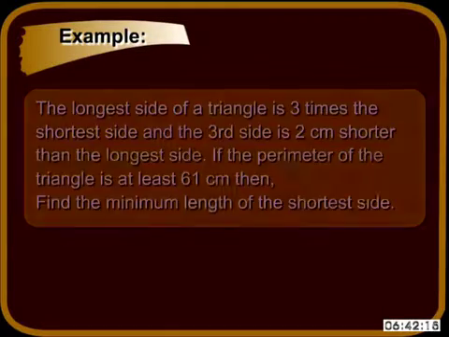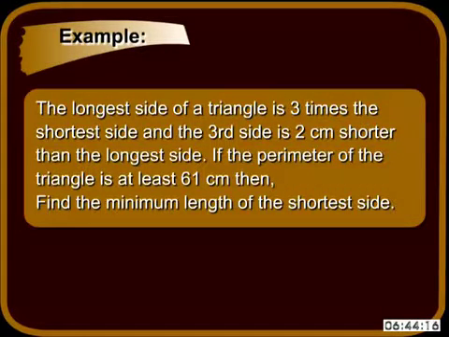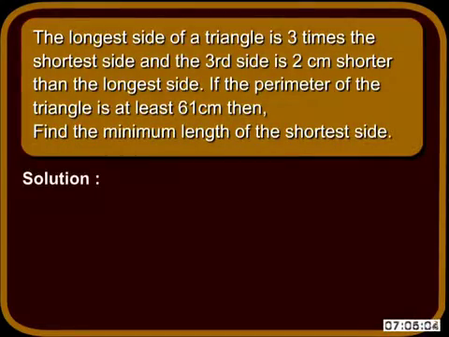Now let us see another example. The longest side of a triangle is 3 times the shortest side and the third side is 2 cm shorter than the longest side. If the perimeter of the triangle is at least 61 cm, then find the minimum length of the shortest side. Now let us see its solution.